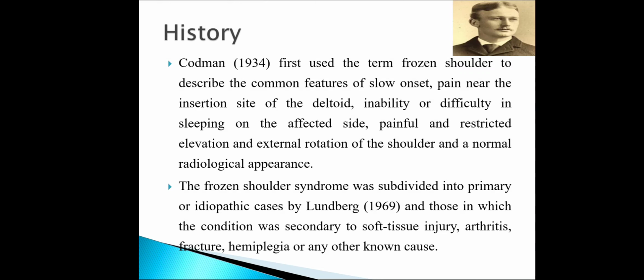Coming to the description of these common features, first one, slow onset. This means gradual onset of the restriction and pain in the shoulder. Second point, pain at insertion of the deltoid. As the frozen shoulder stages increase, the malposition of the scapula and humerus becomes very prominent, leading to abnormal scapulohumeral rhythm. Hence, abnormal scapulohumeral rhythm leads to overactivation of the deltoid during every activity which needs the movement of the shoulder.